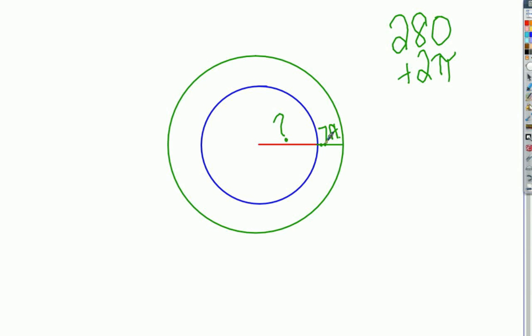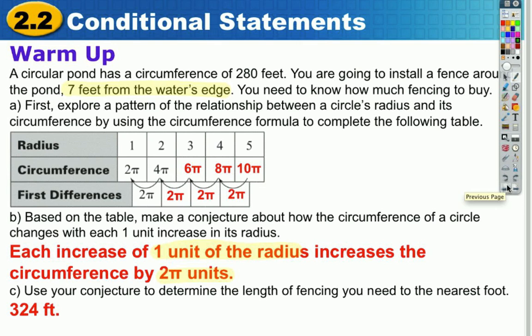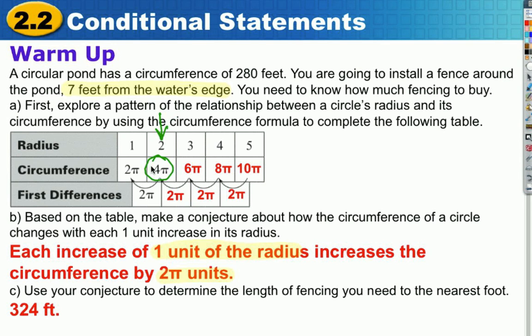Tristan? How'd you get that? Another 2 pi. And how would I know that? If I increase this by 2, look at what is in my table. An increase by 2 increases the circumference by 4 pi. What if I increase it by 3 units? How much will the circumference go up?